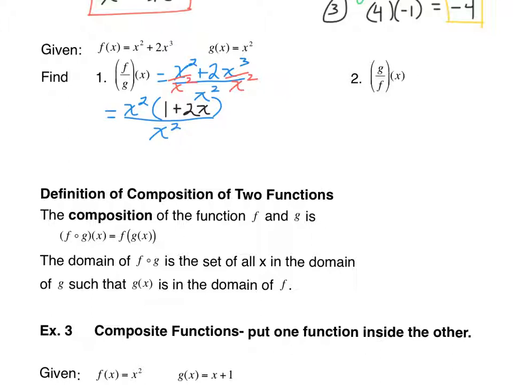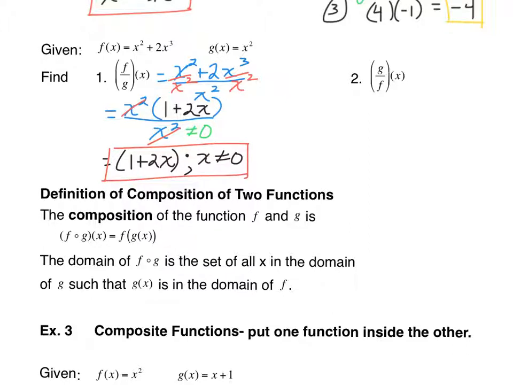Now that I have all addition and subtraction inside of parentheses, now I can cancel these two. So the x squared cancels with the x squared, and you are left with 1 plus 2x. So there's your answer, but we have restrictions. Notice that we have x squared in the denominator. That denominator is not allowed to be 0. So what value would x have to be to create a 0 in the denominator? If x were 0 and you square it, you're going to get 0 in the denominator. So we have to add a restriction to our answer that x cannot equal 0. And that becomes your final answer.